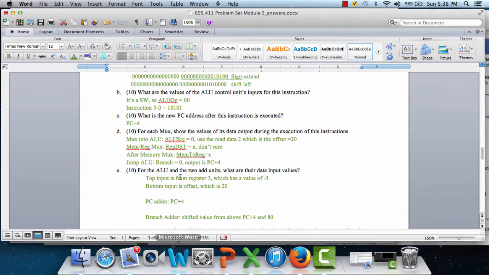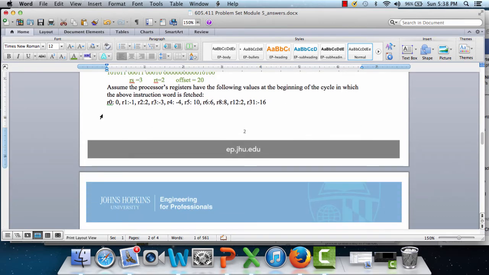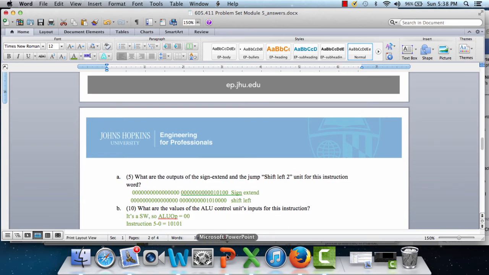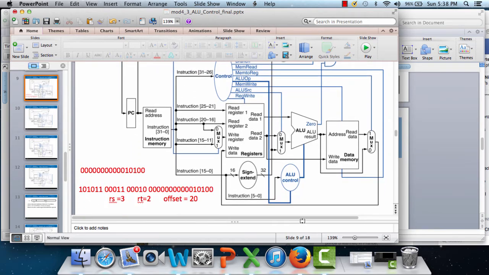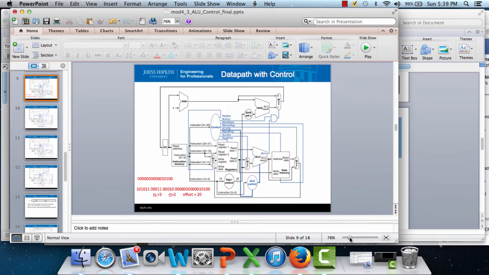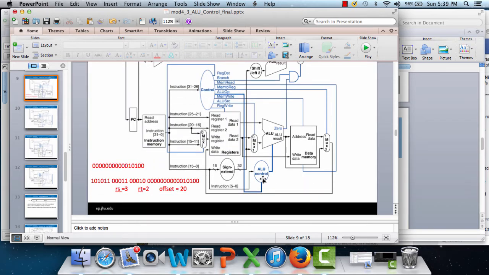Okay, so I'm going over homework problem number 5. We were loading in this word and asked various questions about it. I copied this word here onto our data path, a picture of our data path. The first question was, what is the output of the sign extend and the shift left 2?